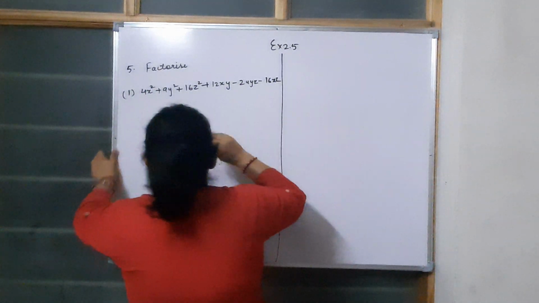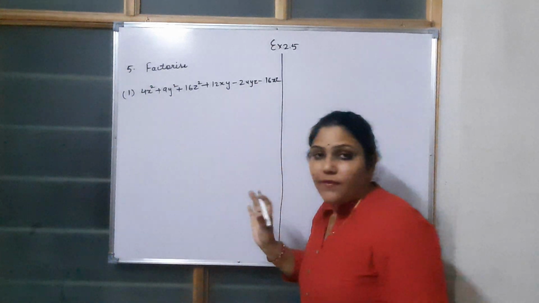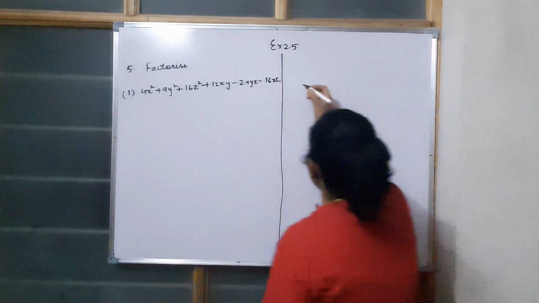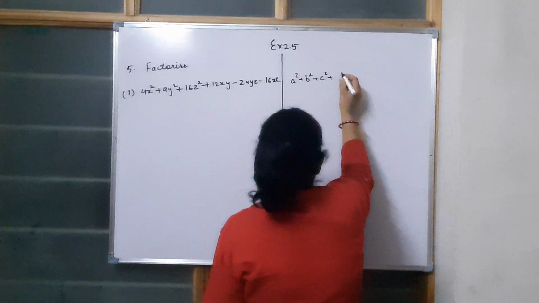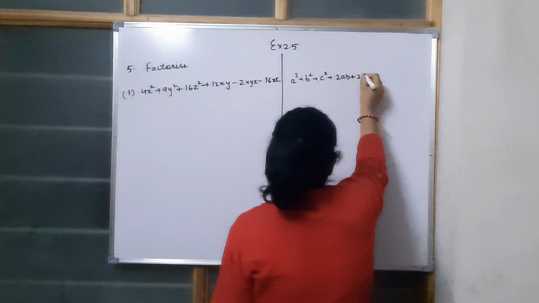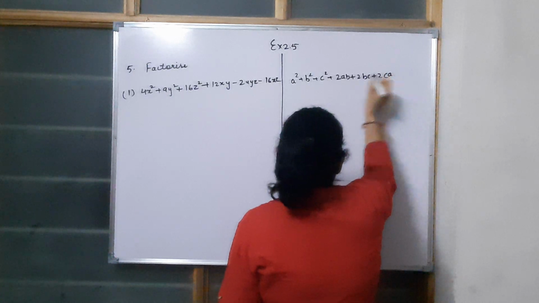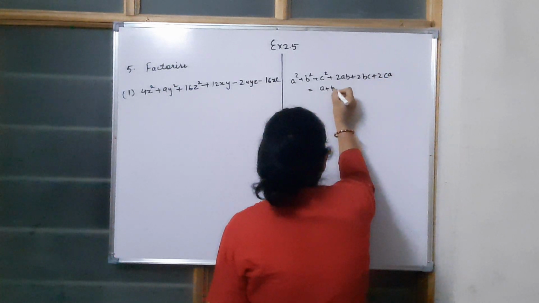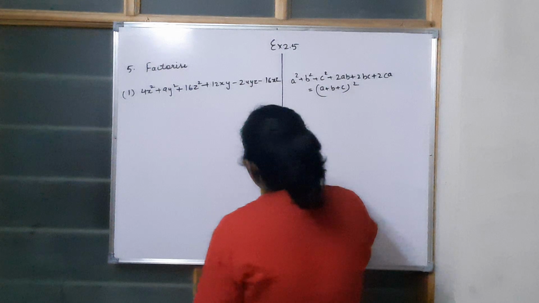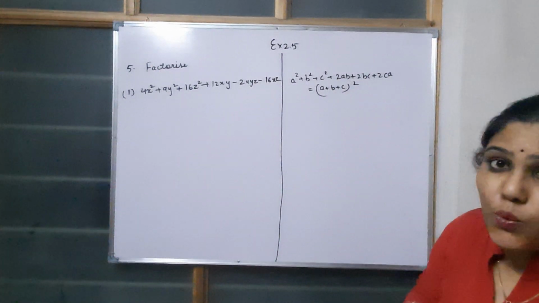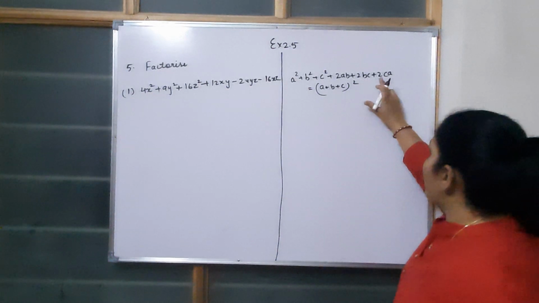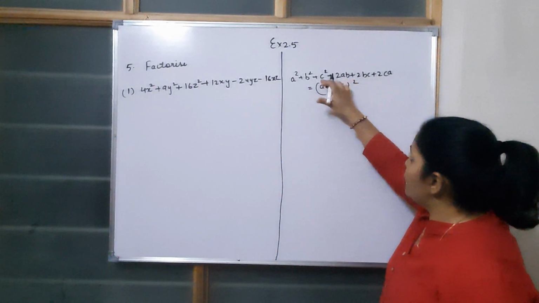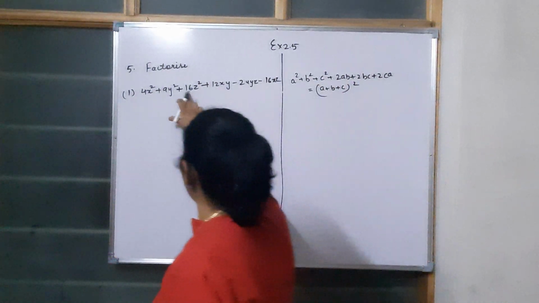You must have learned all the identities. Now just look here, there is an identity: a square plus b square plus c square plus 2ab plus 2bc plus 2ca is equal to a plus b plus c whole square. I am checking whether I can apply this identity to factorize it or not. Here we have 6 terms.